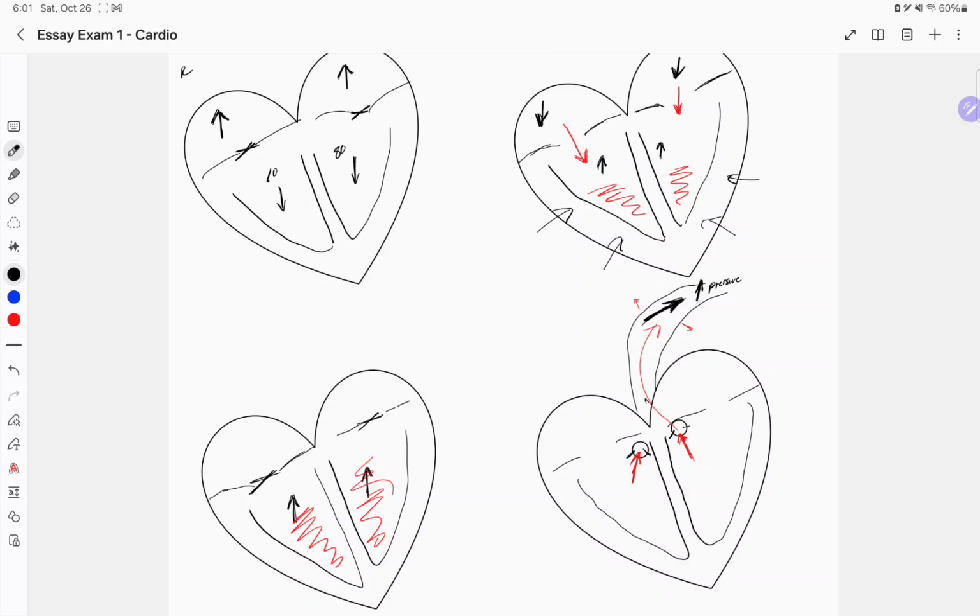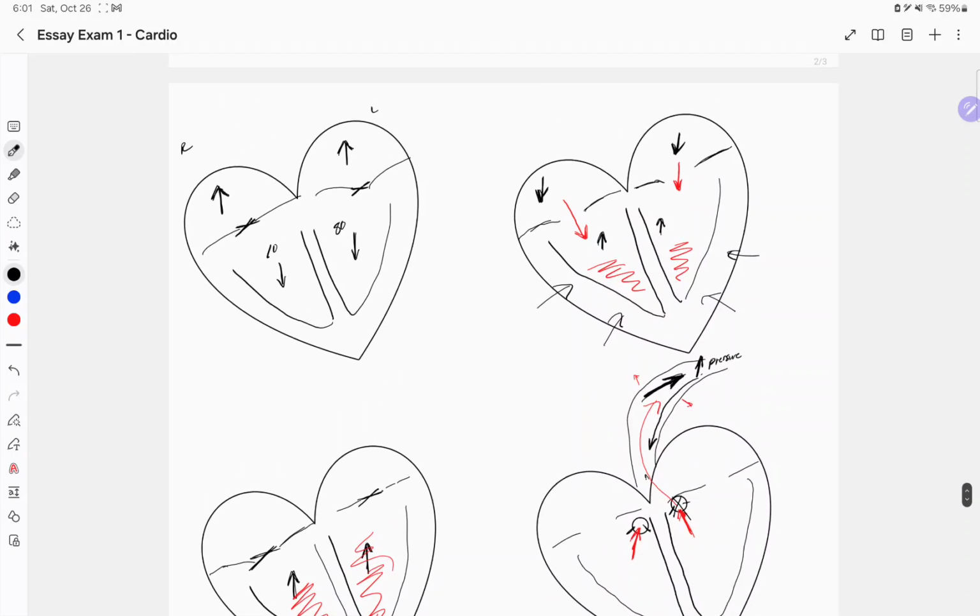And then after it's pumped it out, after a few seconds, or I don't really know how long it is, blood is going to start to kind of ricochet back down and close these valves again, right? So this aortic valve will close, and the same with the pulmonary. And then the cycle will begin again and repeat.